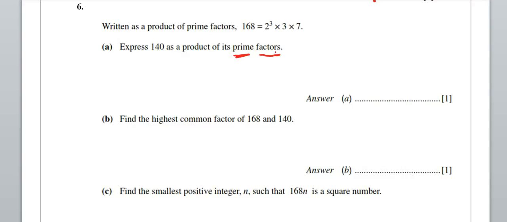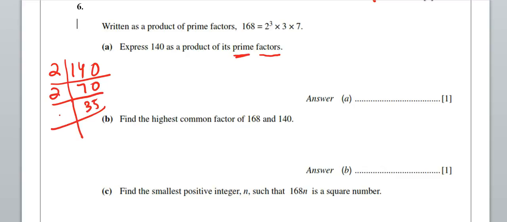So in this part we have to express 140 as a product of its prime factors. Prime factor means the numbers which are divisible by only 1 and itself. So we have 140, and I can make a prime factor. 2 is a prime number, so I will start with 2: 2 7s are 14, so 70, and then again 2, 35, and then it will be divisible by the next prime number 5, so 5 7s are 35, and the next is 7, 7 1s are 7.